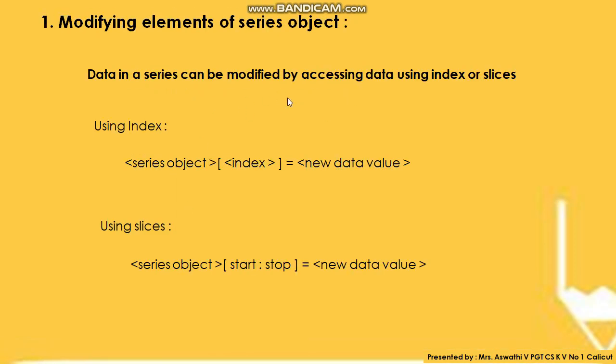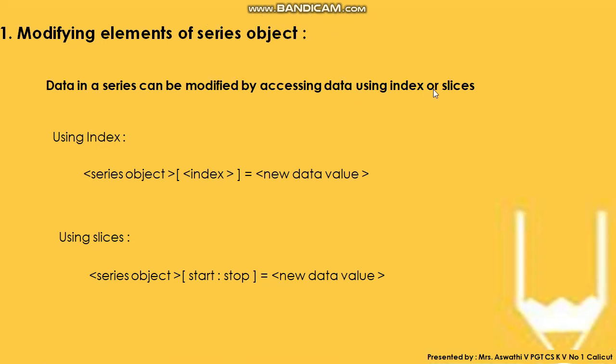Data in a series can be modified by accessing data using index or slices. We have seen in the last session how to access data using index or slices. Now using this we can modify the values of a series also. And please note a very important point: we cannot change the size of an existing series. We can modify the data of the existing series, but we cannot add new data to the series. If you add new data, it will become another series. It will not be using the same address.